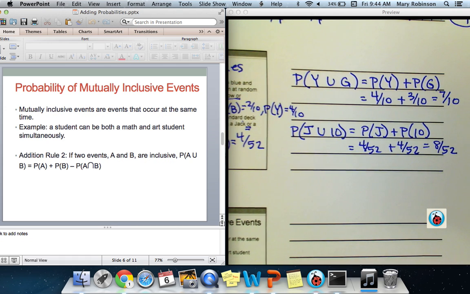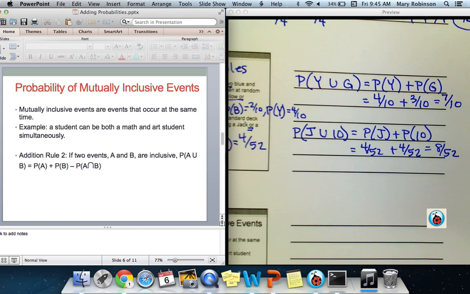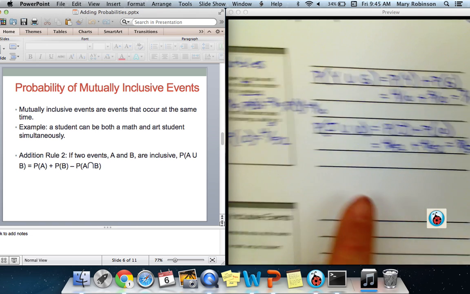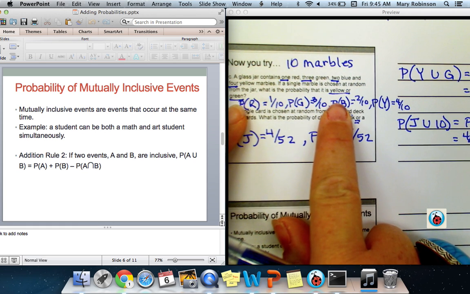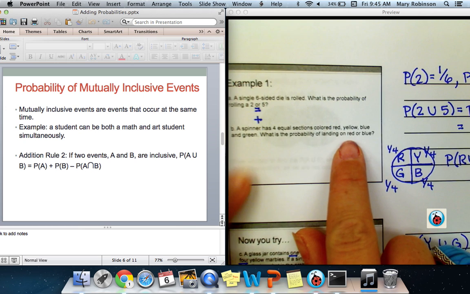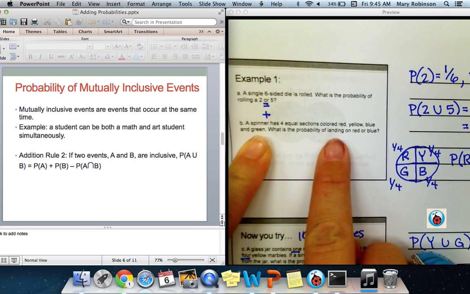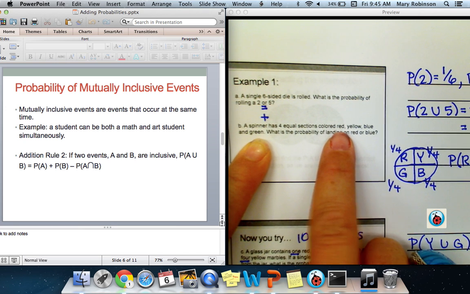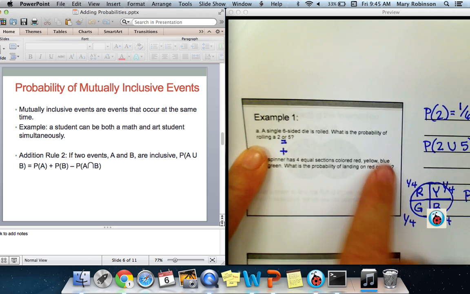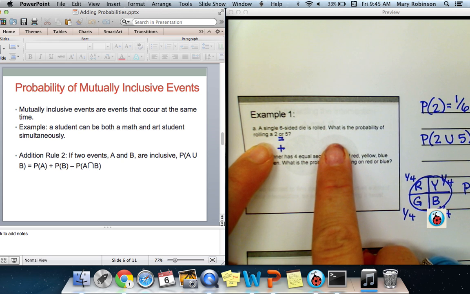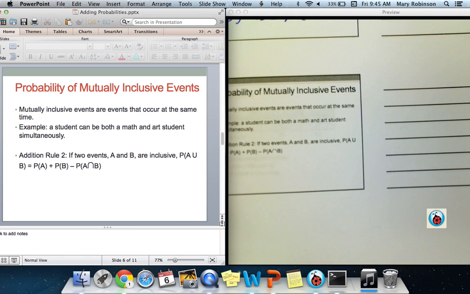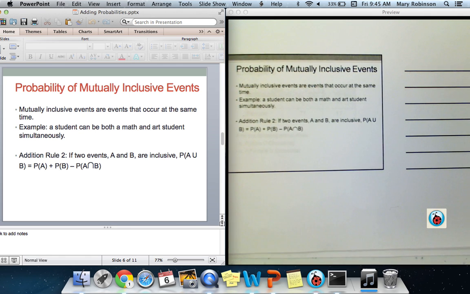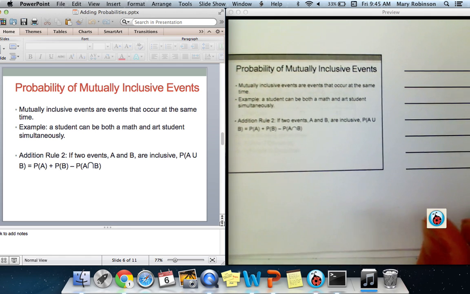So that was finding the probability of mutually exclusive events, meaning a jack cannot be a 10. A yellow marble cannot be a green marble. On our spinner, you could not land on a section that was both red and yellow at the same time, or red and blue at the same time. And the same as if you roll a die, you can't land on a 2 or a 5 at the same time. So those are mutually exclusive. What you're going to learn now is how to find probability if our event is mutually inclusive.